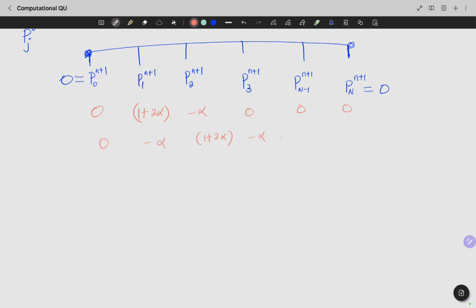And then I'm going here, and I'll have 1 plus 2 alpha, minus alpha, minus alpha until the end. In the end, I will have 1 plus 2 alpha, but this is 0. The zeros will come here, and I have minus alpha. These are also zeros. So I end up with a matrix like this.